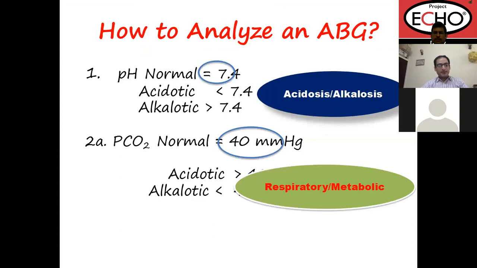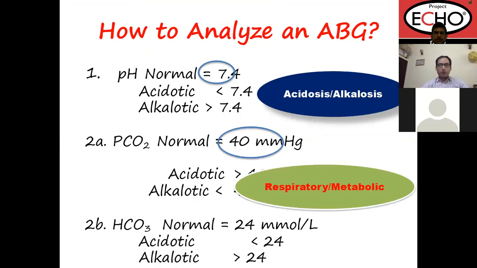So for blood gas, usually we need only 4 steps to read a blood gas. First and foremost is the pH. Now we know about the normal ranges, but for interpretation, for calculation, we take one value for each variable. For pH, we take it as 7.4. So if the pH is less than 7.4, it is acidotic. If the pH is more than 7.4, it is alkalotic. So the first step is to look at the pH. If it is less than 7.4, it is acidosis. If it is more than 7.4, it is alkalosis.